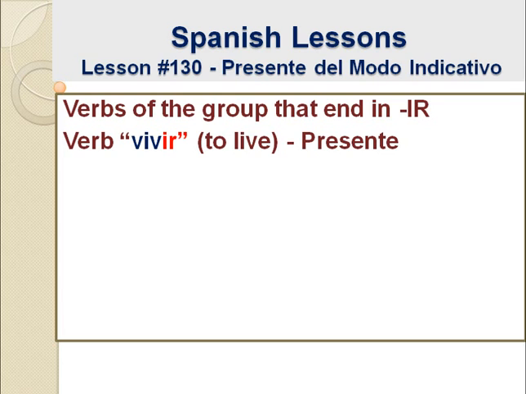So, verbs of the group that end in ir, like the verb vivir. Vivir means to live, right? Vivir. See that in blue we have the root of the verb, and in the red color, we have the ending of the verb. This is the group of verbs that end in IR. Example, yo vivo. Yo vivo means I live.